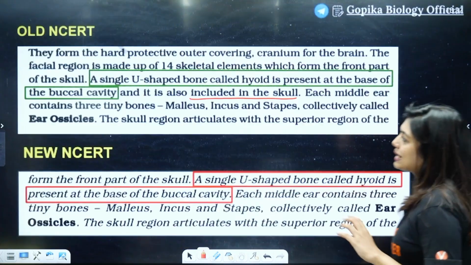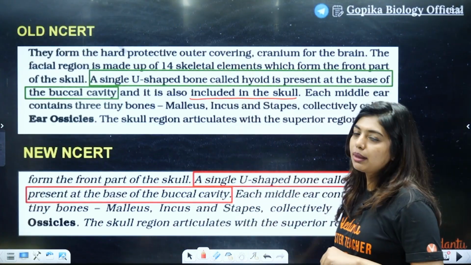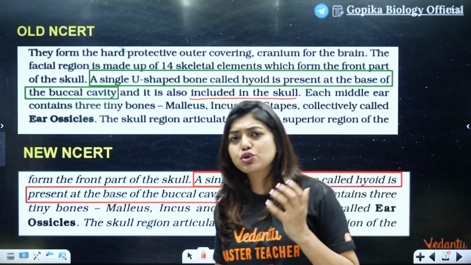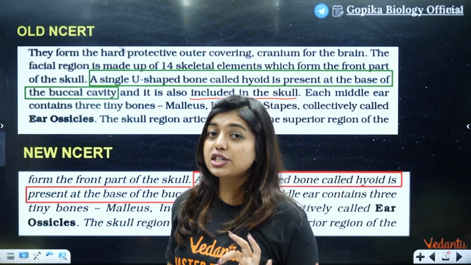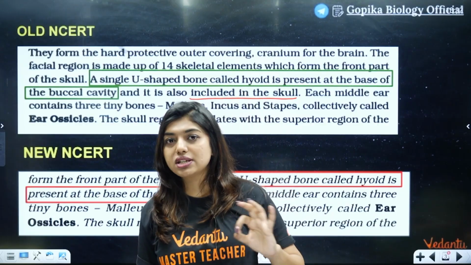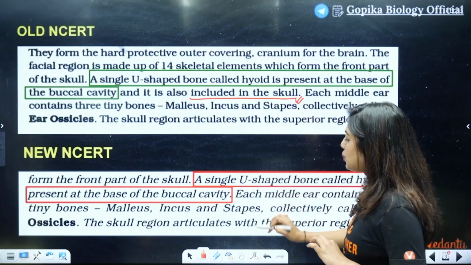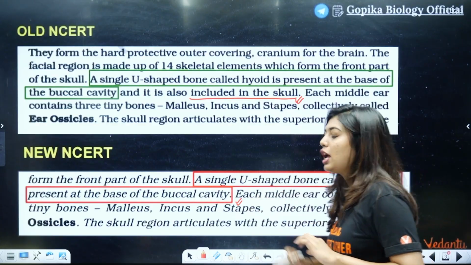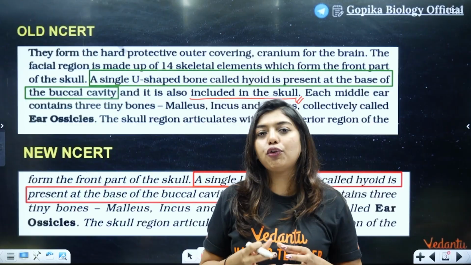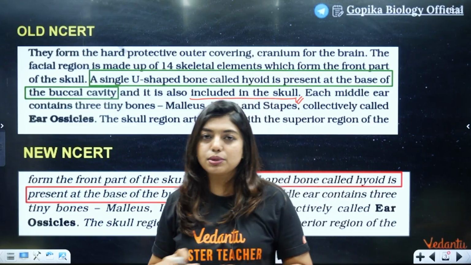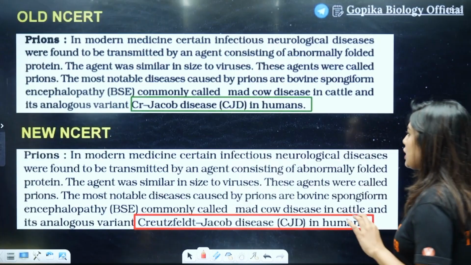Okay, now let's start with the first thing. First thing is locomotion and movement, a very important thing which I used to tell my previous classes as well. That is, the hyoid bone, which is present at the base of the buccal cavity, is not actually part of the skull. In the previous NCERT, it was included in the skull. In the new NCERT, they have removed that completely. So that means the hyoid bone is not a part of the skull. If any match the following or assertion reason question comes, you are not supposed to write it. So this is the first correction in locomotion and movement.